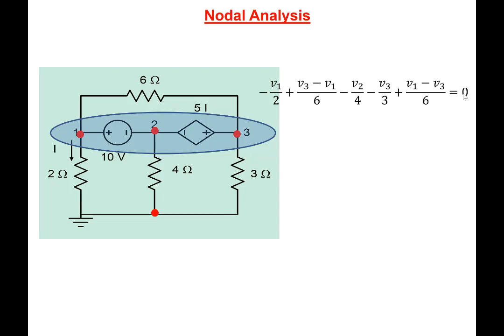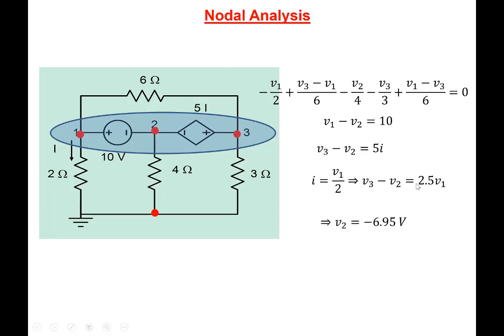And the other equations that we get are basically the relationships due to the voltage sources here. So V1 minus V2 is 10 volt. V3 minus V2 is 5 times I. And I is nothing but V1 by 2 here. So I is V1 by 2. So we can take this equation V3 minus V2 equal to 5I, and that becomes 2.5 V1. So we have basically now one equation here, a second equation here, and a third equation here. We can solve them and get the answers that we're looking for.